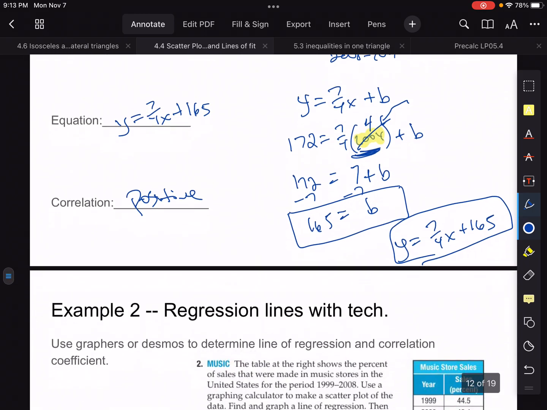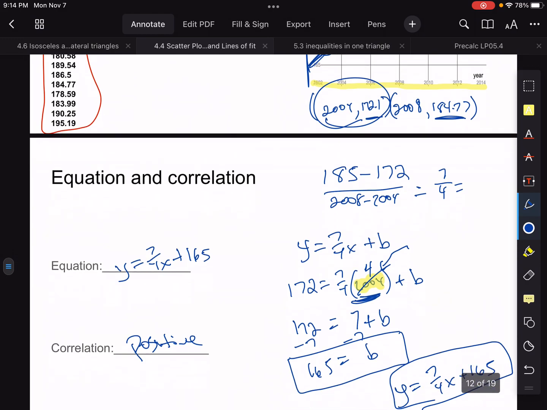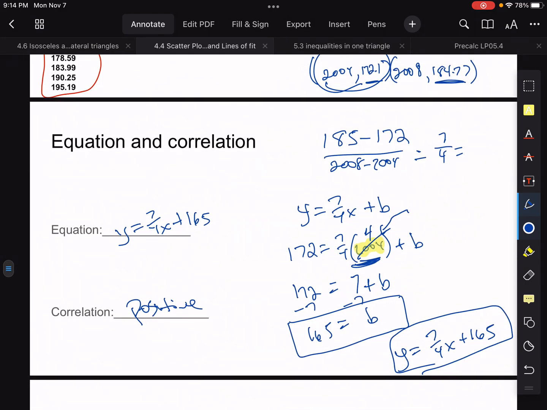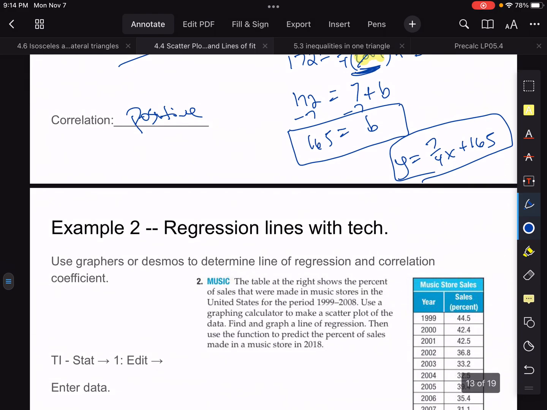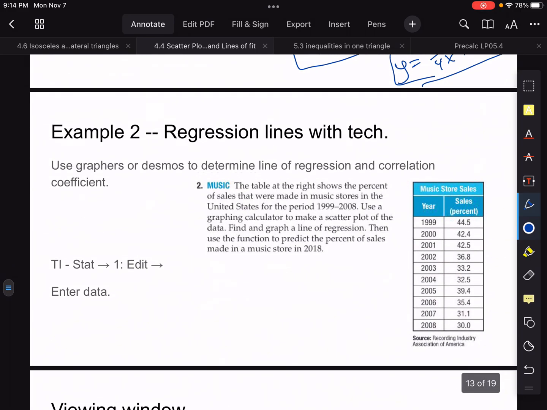And often what they'll have you do is make a prediction. So they might say, what happens in the year 2022? Well, you'd plug in the 22 for x into this equation, and then you would know where you were at. Okay? So that's that one.